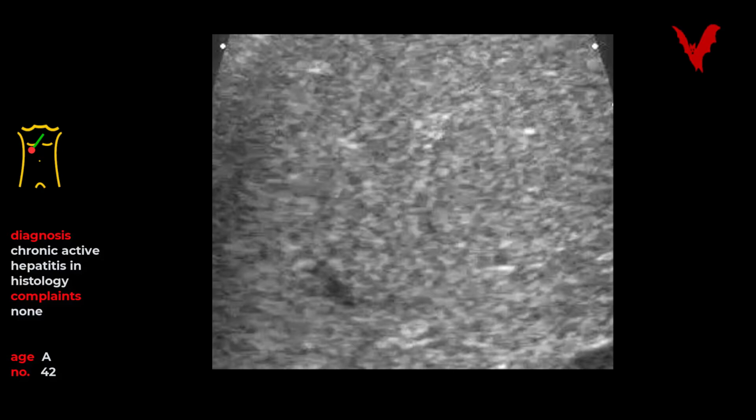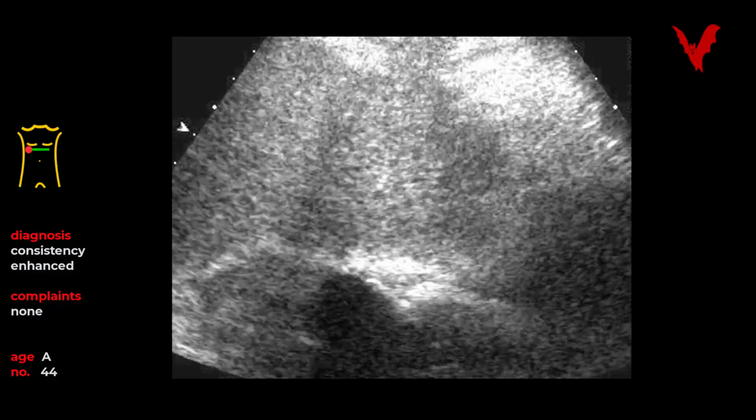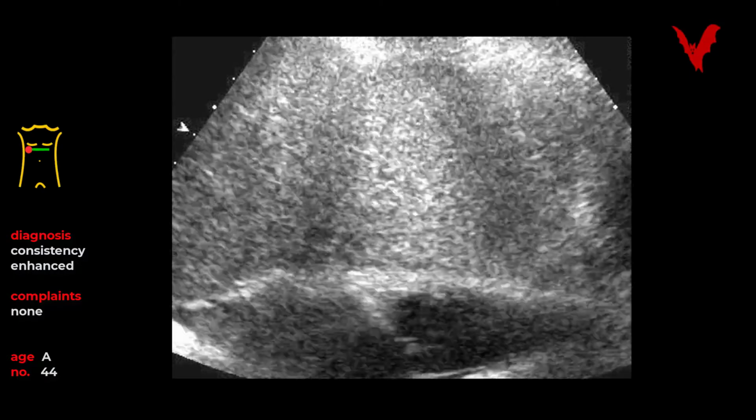Vascular architecture in biopsy described as chronic active hepatitis. Borders are transient, and we quote Mr. Bianchi, who said, each cirrhosis is an individuum. Cimetidine-induced acute hepatitis leading to death. Consistency augmented in a known liver cirrhosis.